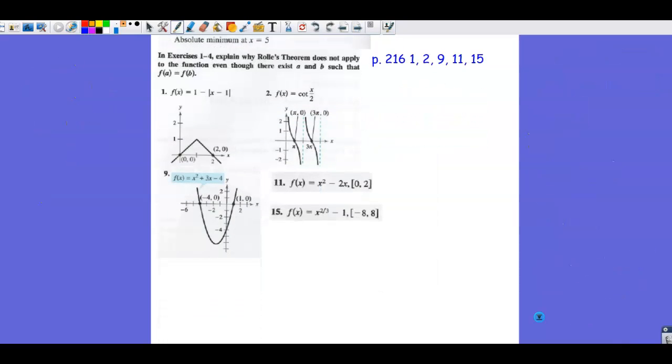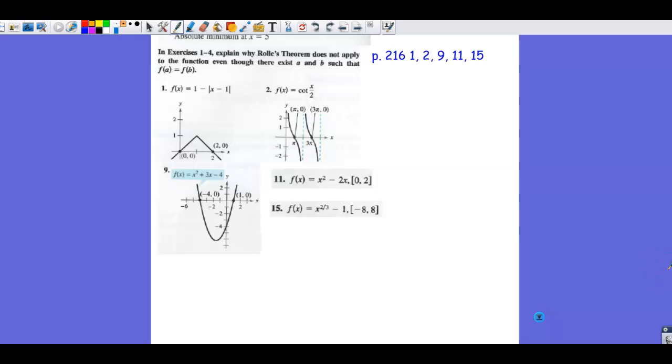All right, page 216, problems 1, 2, 9, 11, and 15. So let's review Rolle's theorem. For Rolle's theorem, we start off with the same condition that we had for the extreme value theorem. Condition number 1: I must have a function that is continuous on the closed interval. That's the first thing that has to happen.